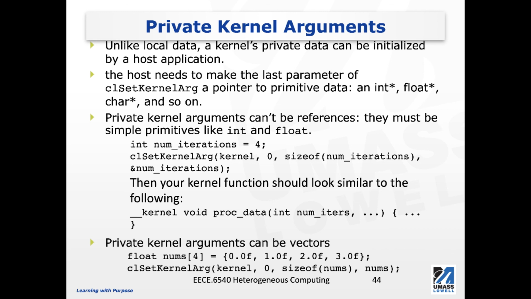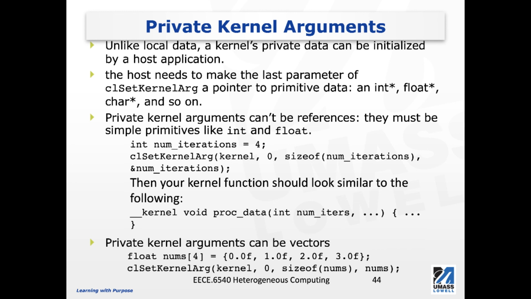For private kernel arguments, you can initialize using a host application. In this case, the host needs to make the last argument a pointer to primitive data. For example, it could be a pointer to an integer number, a pointer to a floating point number, and so on. You cannot reference a private kernel argument. They must be simple primitives like integer and floating point. For example, you can have an integer variable, number of iterations. You can assign 4 to this variable.